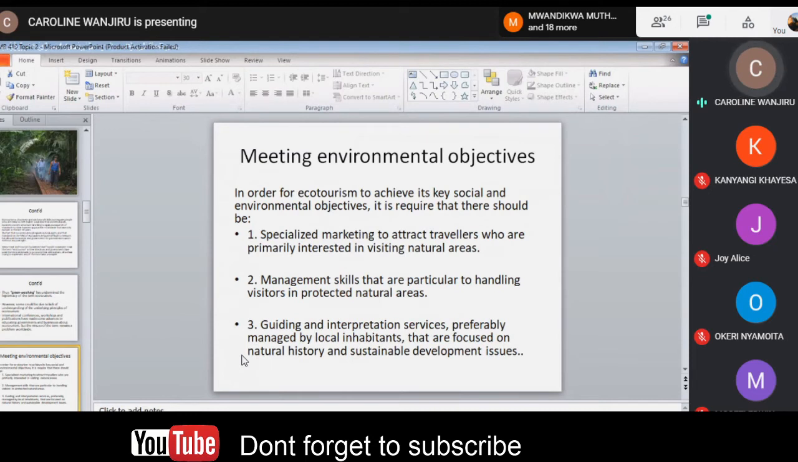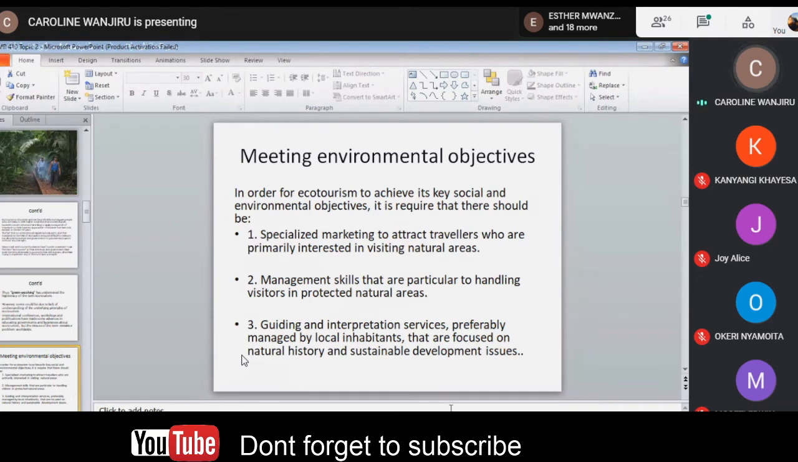So you need a lot of skills in order to guide your visitors so that they'll enjoy the place and leave the place more or less the way they found it. Things like no littering. If they have some paths where you walk through, you don't walk all over, you have to follow a certain path. You don't go removing branches or leaves from trees or taking away animals or insects, or whatever it is. So you need very specialized skills, management skills, to be able to handle this.